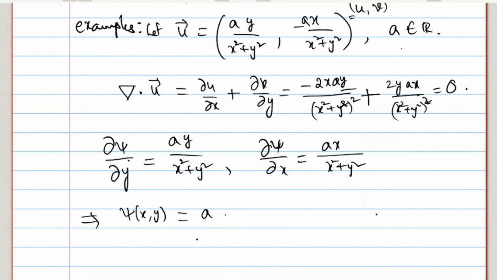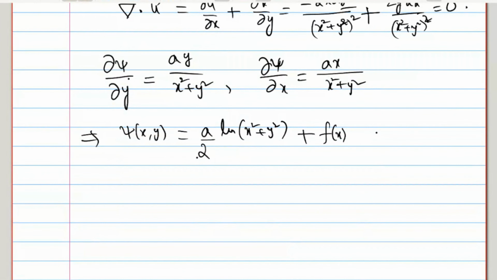So psi of x, y, if you integrate with respect to y, what do you get? a times ln of (x² + y²), with 1/(x² + y²) times 2y, so the 2 goes, giving a/2 ln(x² + y²) plus some constant. That constant will be some function of x. Let's call it f of x.